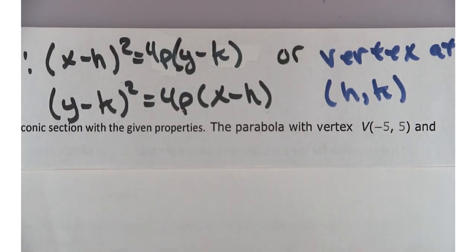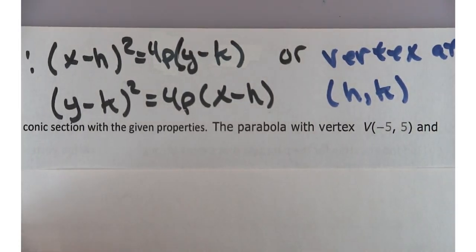All right, our last one here. I think it's our last one, example H. We've got a vertex for our parabola at (negative 5, 5), and a directrix of y equals 2.